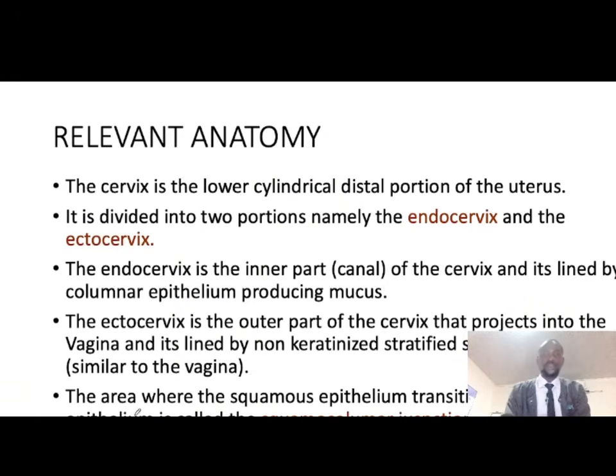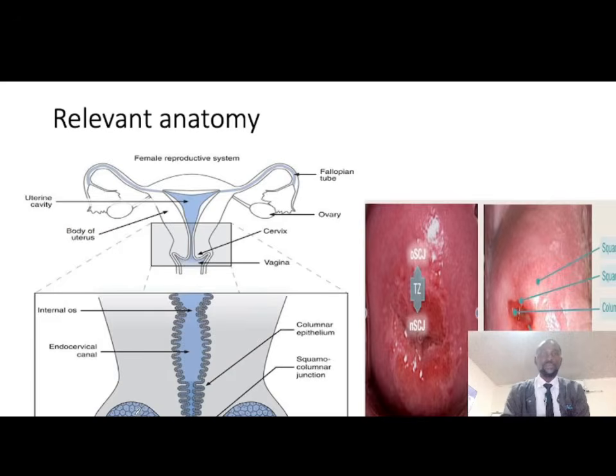Now, this is basically a picture showing what I just drew. This is the uterus, and then you have the cervix. The inner lining is the endocervix, and this part at the top is the ectocervix. The endocervix is lined by columnar epithelium, and the ectocervix is lined by stratified squamous epithelium, which is non-keratinized.